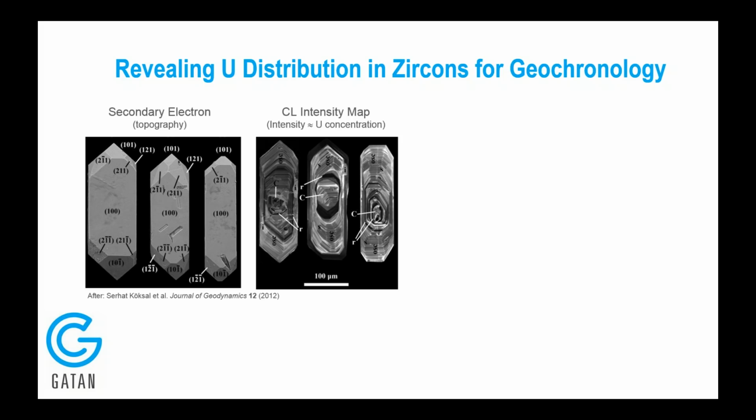So here we're looking, on the left-hand side, at a secondary electron image of 3 zircon grains, and on the right-hand side, a CL intensity map. And the bright parts in this mineral correspond to regions where you have a high concentration of uranium. And this is actually an interesting trace element that's preferentially incorporated into this crystal because it acts almost like a geological clock.